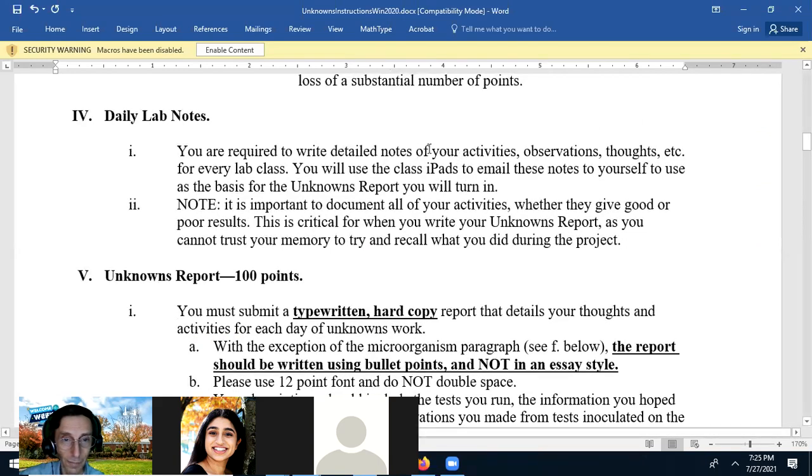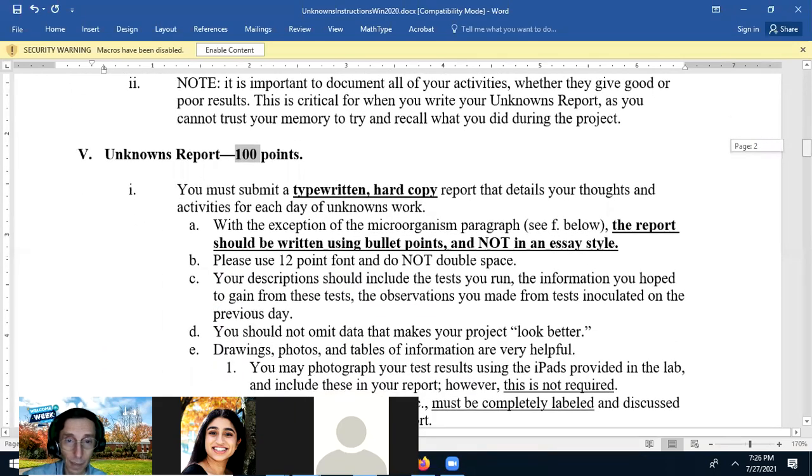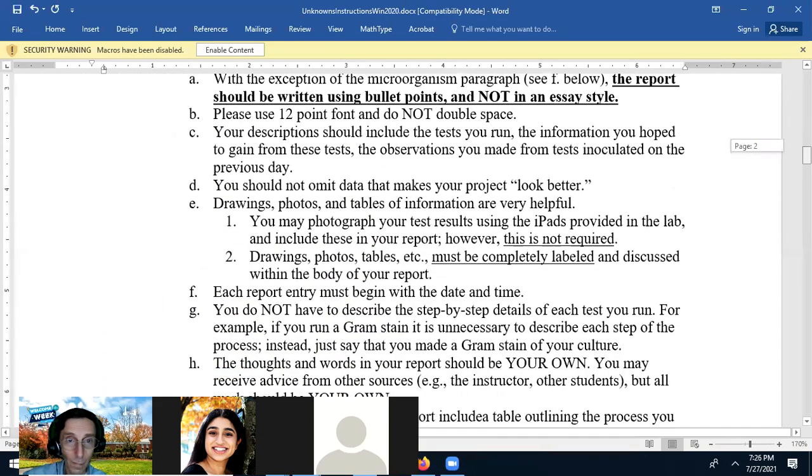This is a little bit out of date. It's when we actually did work in the lab. I didn't correct it here, but it's corrected at the top. The unknown project is worth 75 points. Of course, it has to be typewritten. Please use 12-point font. As you notice, I've got glasses. Anything less than 12-point font will be hard for me to read.